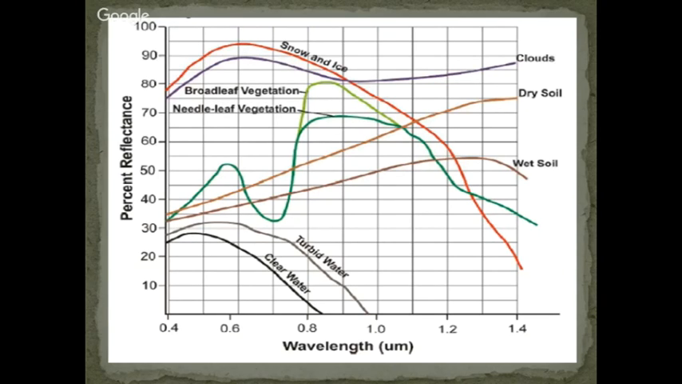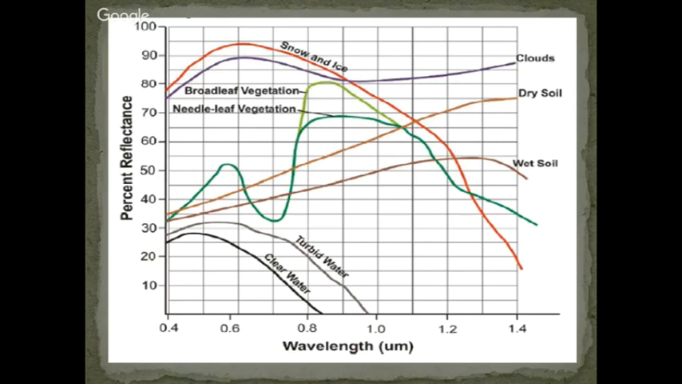Now if you look at these two curves drawn in green color, you see it is very difficult to differentiate between broadleaf vegetation and needle leaf vegetation, because in the visible spectrum, 0.4 to 0.7, roughly up to 0.8 micrometers, the curves for both vegetation types are coinciding. Which means that in the visible spectrum, it is not possible to differentiate between broadleaf and needle leaf vegetation, because they reflect in the same proportion.